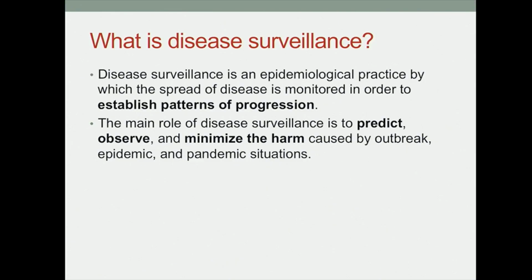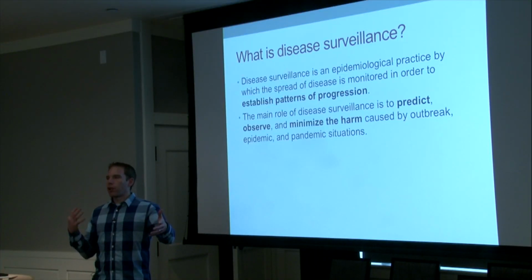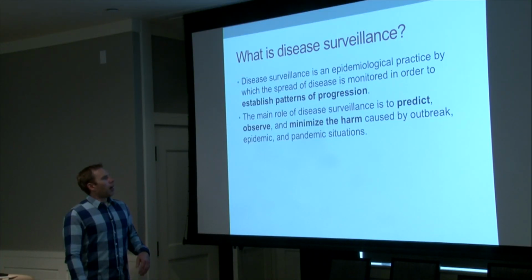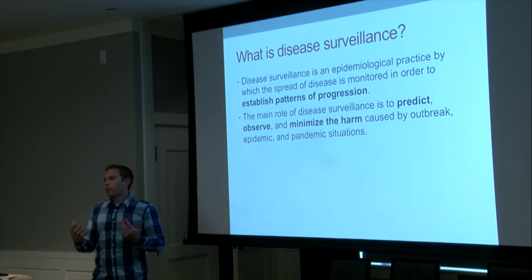And what exactly is disease surveillance? Essentially, it's trying to focus on establishing patterns of progression. So looking at how the disease changes over time in terms of what you expect, maybe trying to predict what's going to happen in the future as conditions change. And so you're predicting, you're observing, and then a key detail is you're really trying to minimize the harm, right?